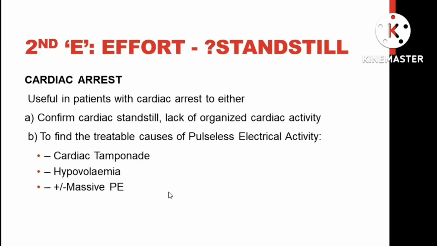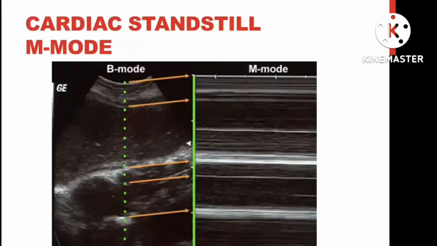What is standstill? Standstill. So sometimes you can also look for lack of organized cardiac activity, and sometimes you can also find a treatable cause for PEA. You think of the 5 Hs and 5 Ts, such as hypovolemia, massive PE, and these can be considered by using ultrasound. Nowadays, they are also saying that very small ventricular fibrillations can be detected by ultrasound, which are missed by the defibrillator. Okay, so you can look and then shock.